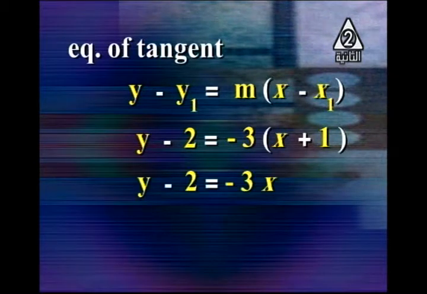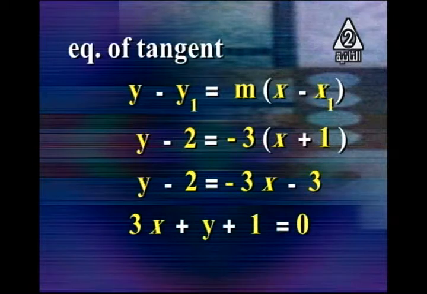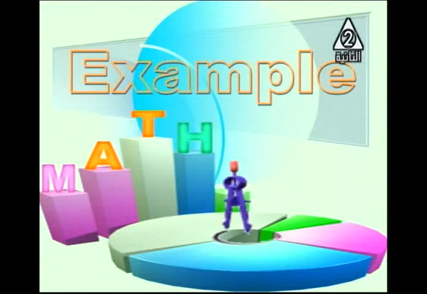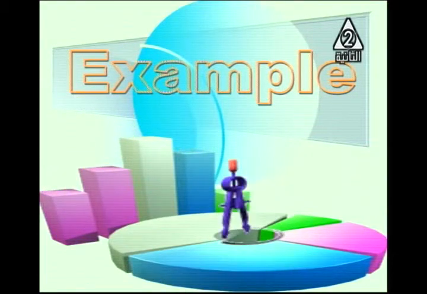Then the equation becomes y minus 2 equals negative 3x minus 3. Then the equation is 3x plus y plus 1 equals 0. This is the equation of the tangent. Now we move to an important example.